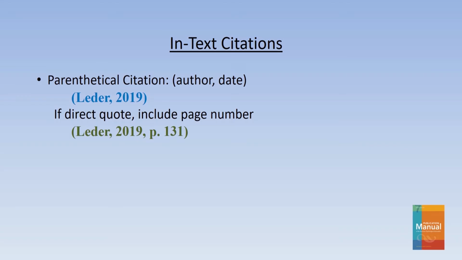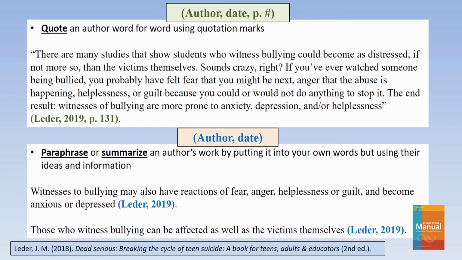Parenthetical citations use the author-date notation, adding a page number for a direct quote. Here are the examples with parenthetical citations added. It would be parentheses, author's last name, comma, year of publication, close parentheses. And for a quotation, you include p. and the page number. Note that the beginning parenthesis is outside the quotation marks for a quote, and the final period comes after the closing parenthesis.